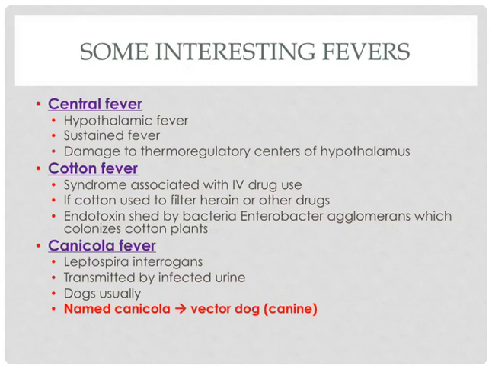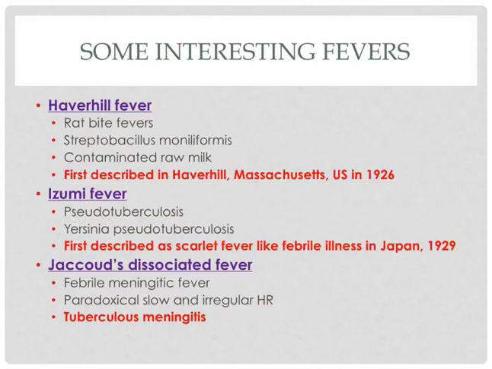Canicola fever, the name Canicola, vector dog, canine, Canicola, Leptospira interrogans, and it's transmitted by the infected urine of dogs usually. So it's called Canicola fever. Haverhill rat bite fever, Streptobacillus moniliformis, and it was first described in Haverhill, Massachusetts, back in 1926. So it's called Haverhill fever. Izumi fever is also the synonym for pseudotuberculosis by Yersinia pseudotuberculosis, and it was first described in Japan. It was in a town called Izumi.